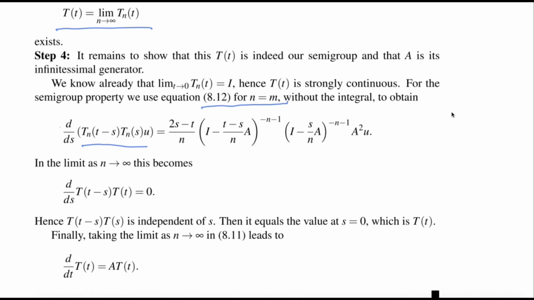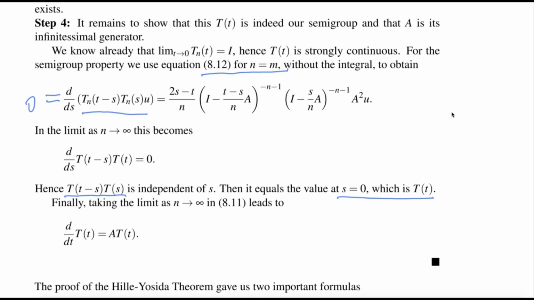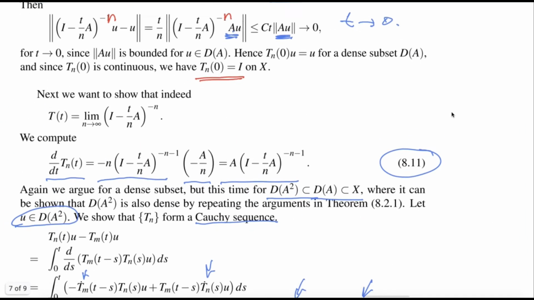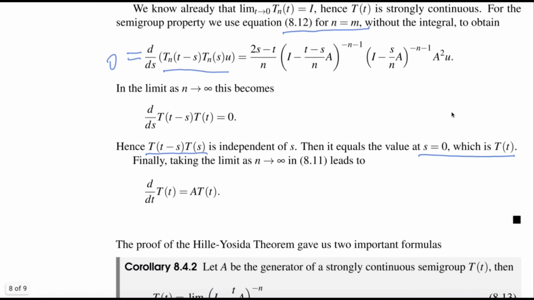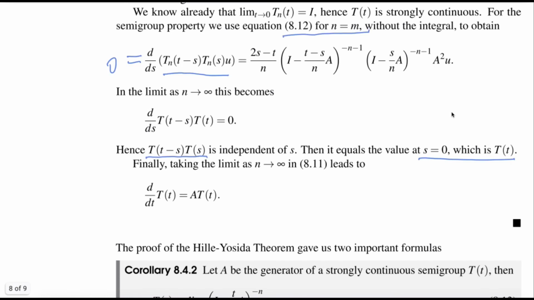And then I can show as n goes to infinity, all this goes to 0. And this means the derivative of T(t−s) T(s) is 0. So T(t−s) T(s) is independent of s. And so it must equal a number we know. And this is the number if s is 0, which is T(t). So then this means we can take the limit, and we do this in 8.11, which is right here. So then we can take the limit there, and we get this guy also converges to T(t). And we get our differential equation right down here.